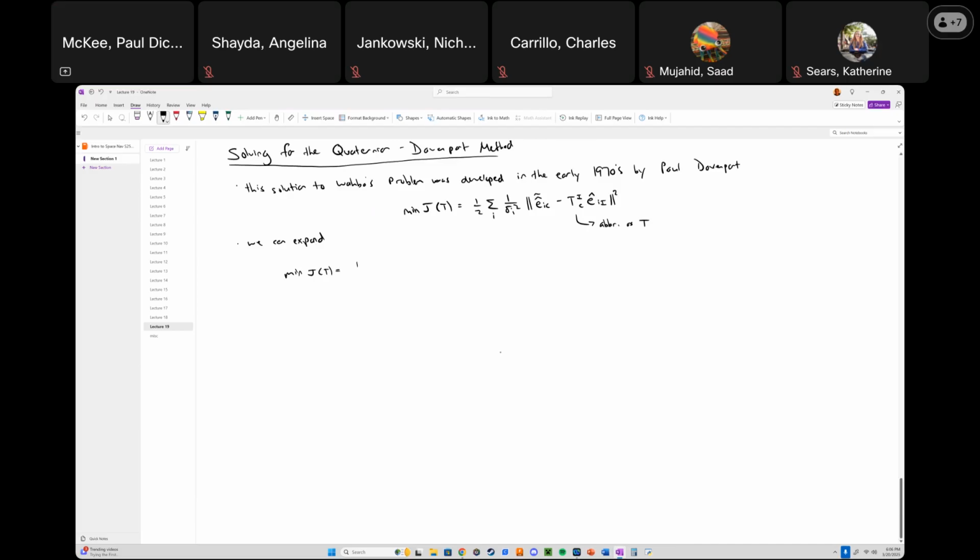J of t is 1/2 sum over all i, 1 over sigma i squared. And then this is about to be a FOIL situation. So this is going to be e_i^c transpose e_i^c, minus e_i^c transpose T e_i^i, minus e_i^i transpose T transpose e_i^c, and then plus e_i^i transpose T transpose T e_i^i again.